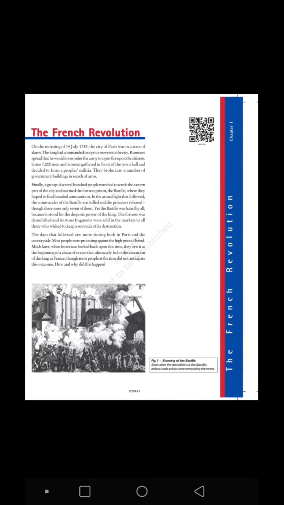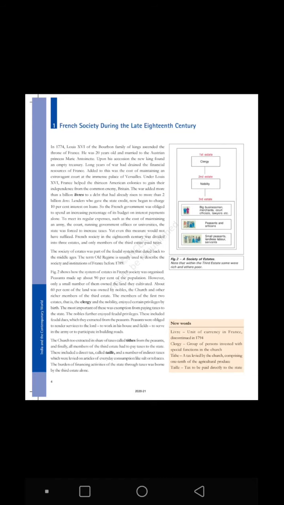French society during the late 18th century. In 1774, Louis XVI of the Bourbon family of kings ascended the throne of France. He was 20 years old and married to the Austrian princess Marie Antoinette. Upon his accession, the new king found an empty treasury.